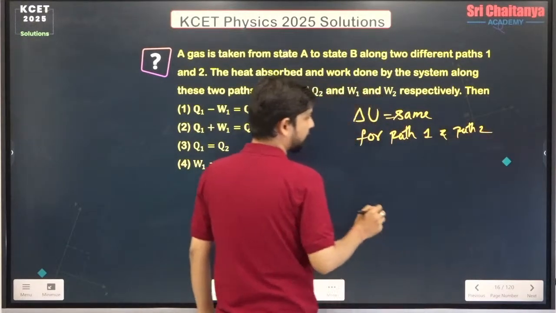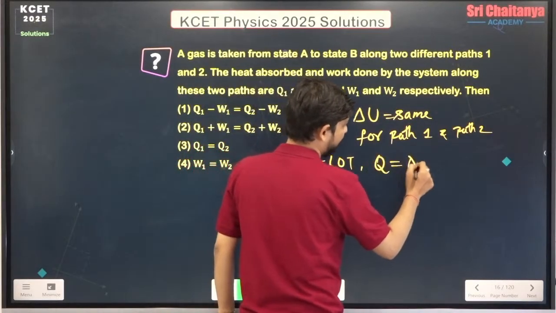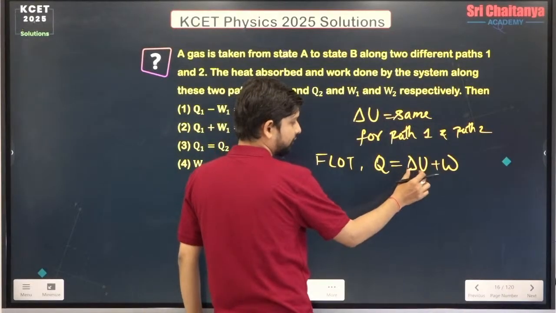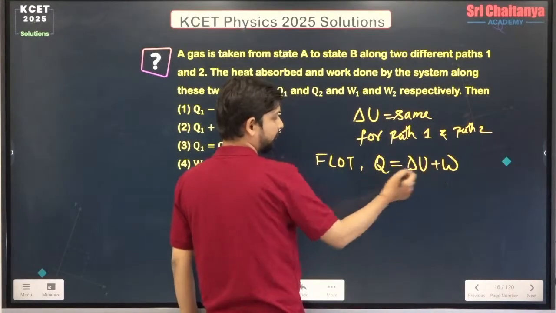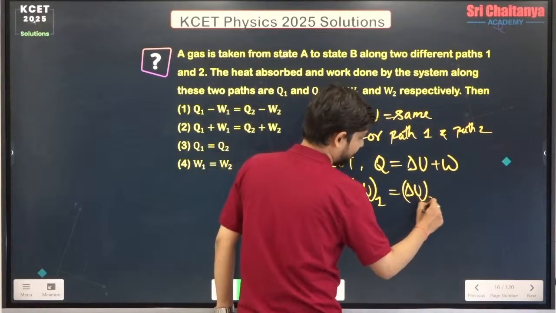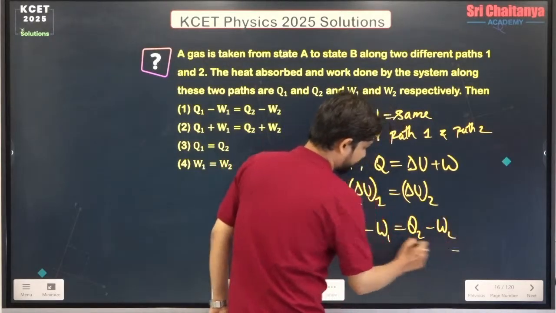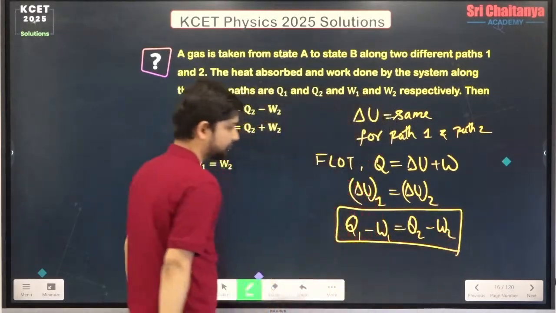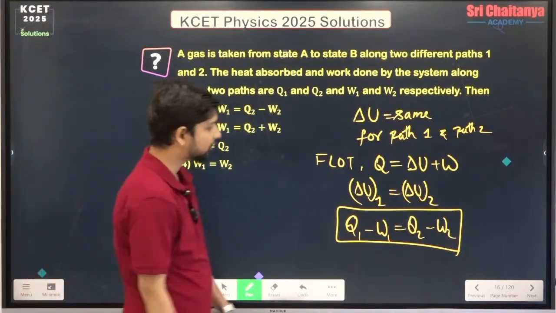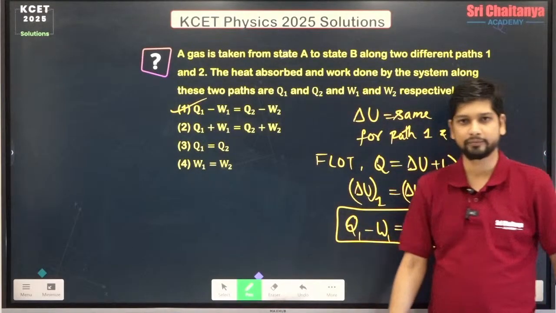And from the first law of thermodynamics, what does the first law of thermodynamics say? That Q should be equal to delta U plus W. If you want to find the value of delta U, because you know the value of delta U is going to be constant, that can be written as Q minus W. So delta U for first path should be equal to delta U for second path. So Q1 minus W1 should be equal to Q2 minus W2. I guess you understood the concept behind it. So the correct answer will be our first option. Okay, can we move to the next question?